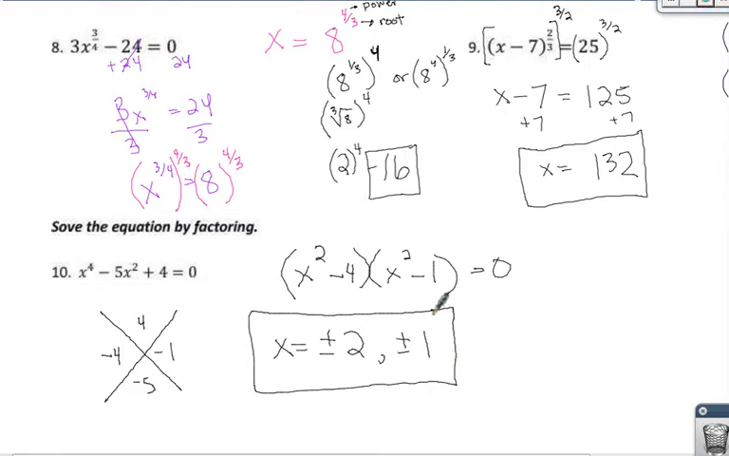So there's a lot. I know it's a lot of stuff and it's kind of long, but it is just algebra. You have some radicals, some rationals, and some polynomials.